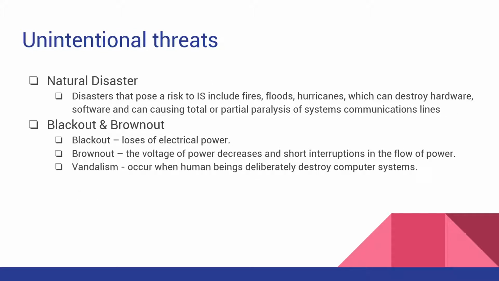Unintentional threats, this would be a natural disaster, any kind of disaster, of fire, floods, hurricanes, essentially anything that can destroy the actual hardware and software programming that you have. A blackout or a brownout, that's the loss of electricity, where the voltage of power decreases and short interruptions happen in the flow of power. But you also have vandalism where people come in and destroy your computer systems.